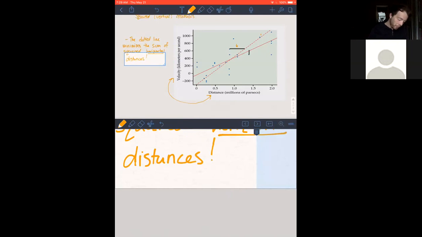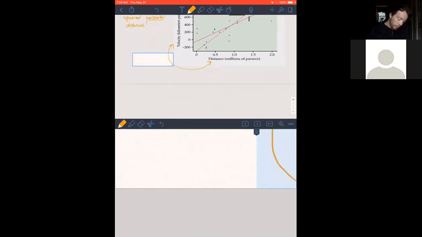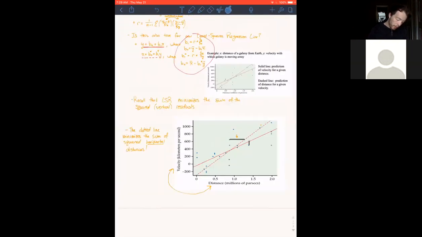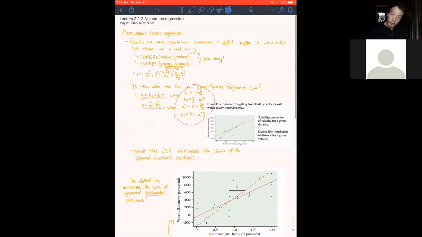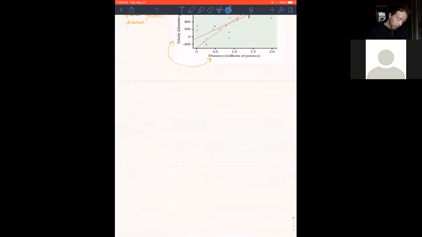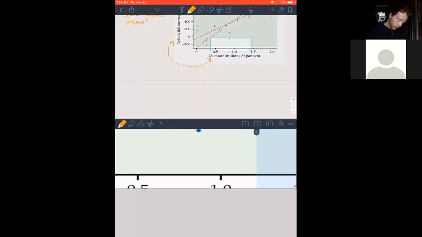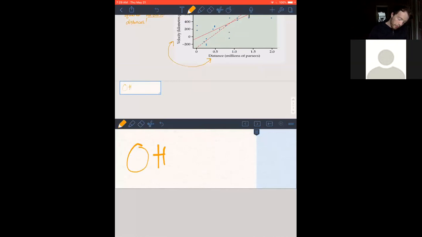Okay? So this is one point, something we should know about regression, is that order does indeed matter. Next thing I want to talk about is other criteria for minimization.